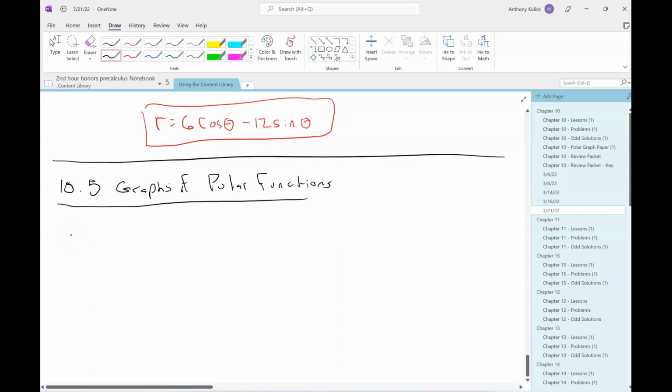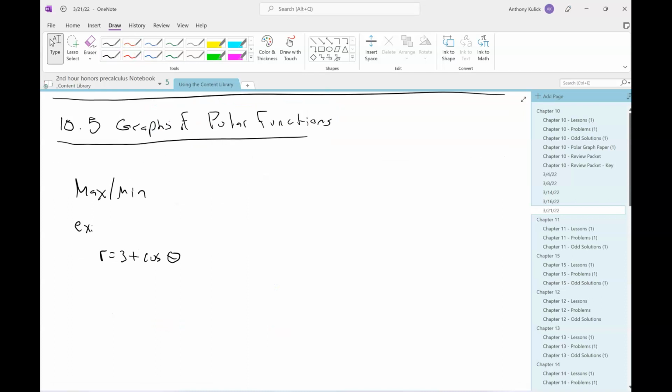So let's talk about graphs of polar functions. So the first thing we want to talk about is things like maximums or minimums and domains and ranges, and how do we deal with this when we now have these polar functions? Okay. So what if I want the maximum or minimum for this function here?